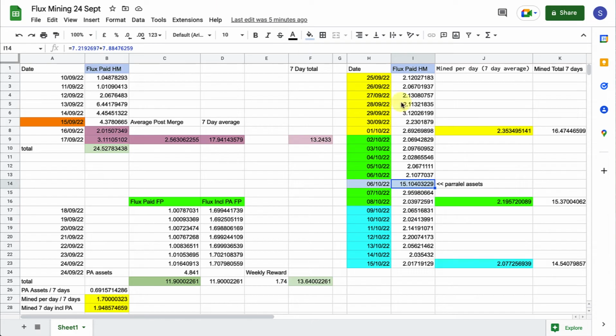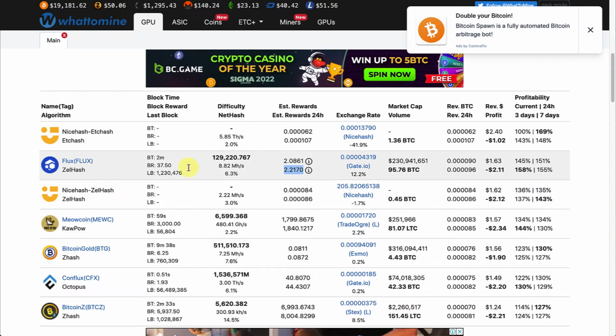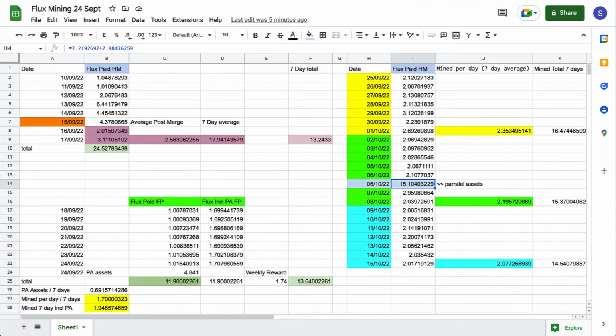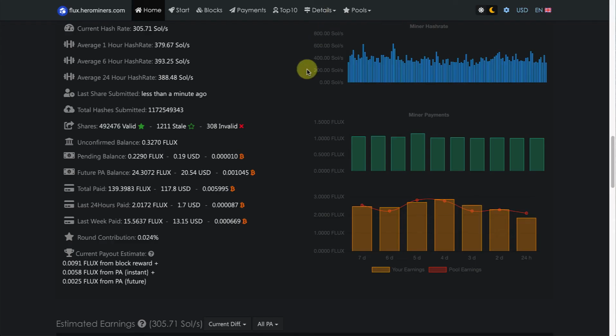But for me, for slow and steady, looking at the Flux paid per day, including my parallel assets, I'm getting 2 Flux per day compared to 1.94. So it's a lot over the 2. So I think for me, staying on HeroMiners is probably the way to go. And if you look at what to mine, it says we should get about 2.27 Flux per day. In the long run, I'm getting close to that on HeroMiners. So I think staying on HeroMiners is what I would do.